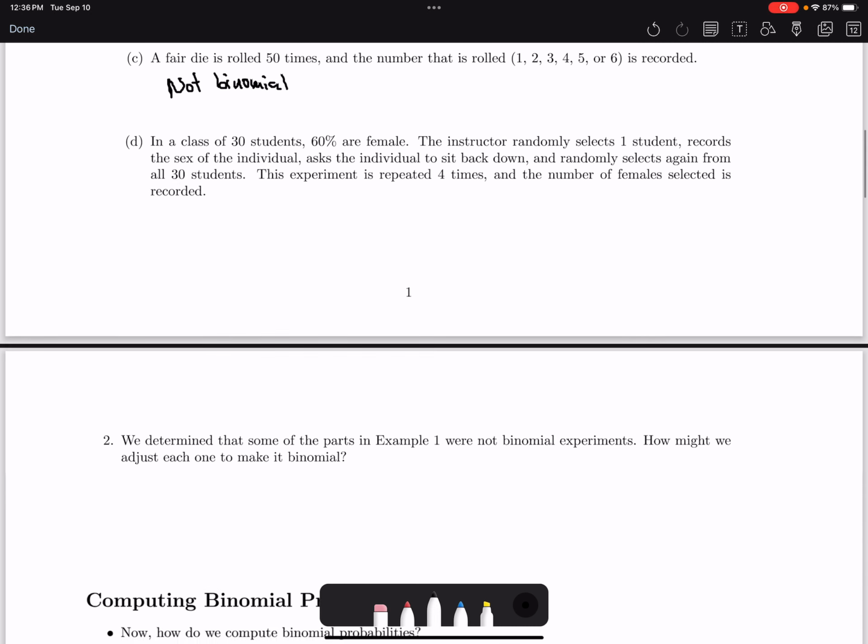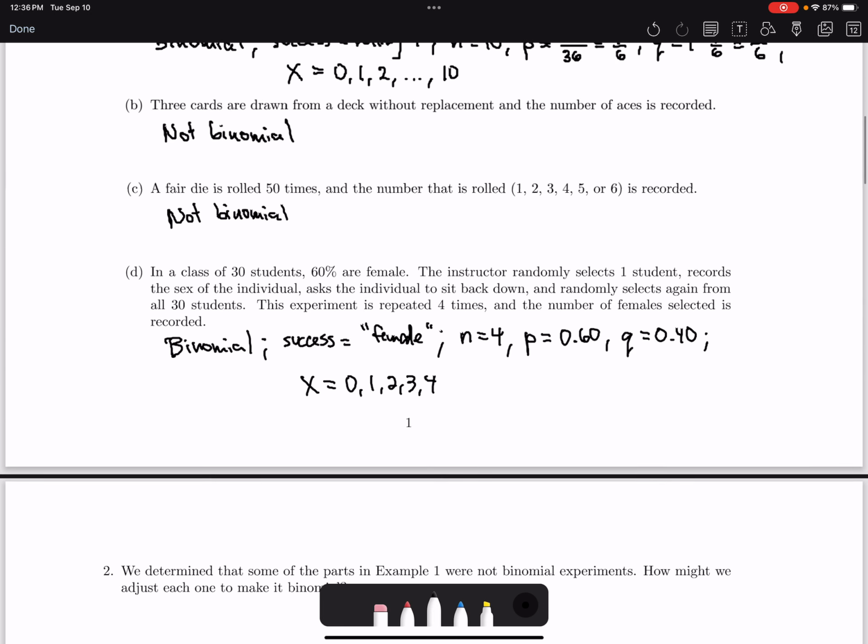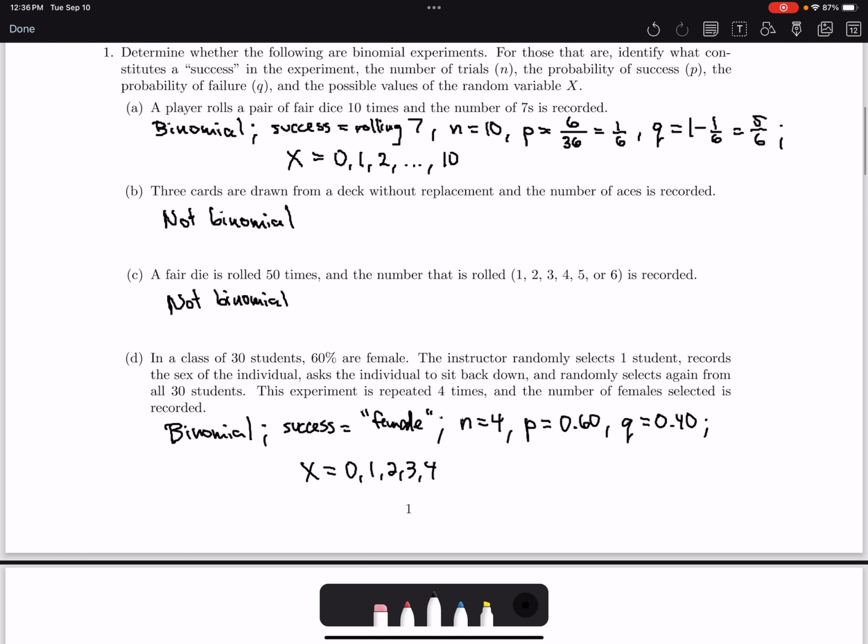Okay. Number 2 asks a follow-up question. It says, we determined that some of the parts in example 1 were not binomial experiments. How might we adjust each one to make it binomial? So the ones that were not binomial were parts B and C, right? And for part B, the issue was that we were choosing the cards without replacement. So I think if we were just to replace the card back into the deck and then shuffle between choosing cards, then it would be a binomial experiment.